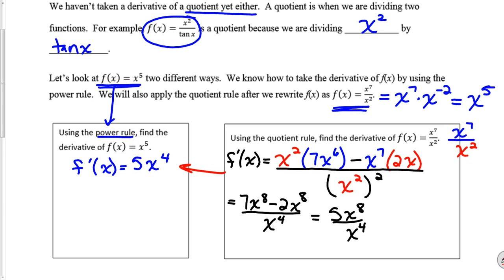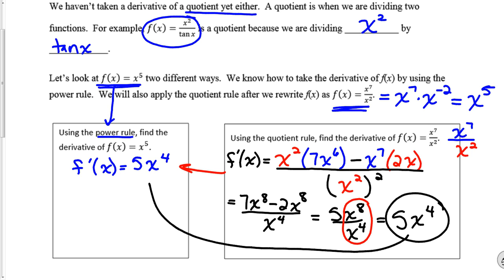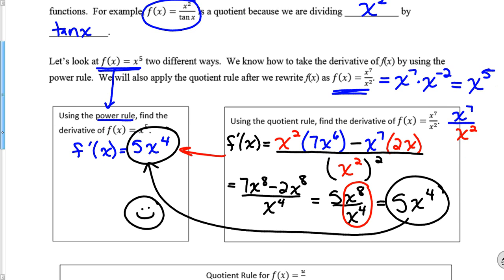And then if we look at this right here, we should be able to simplify that. I have an x to the eighth on top and an x to the fourth on the bottom. And when I simplify that, I get a single x to the fourth on the top. And those are the same derivative. So this derivative is the same as this derivative. So I just want to show you that the quotient rule does work, and it gives me an accurate derivative. So let's look at writing that quotient rule.